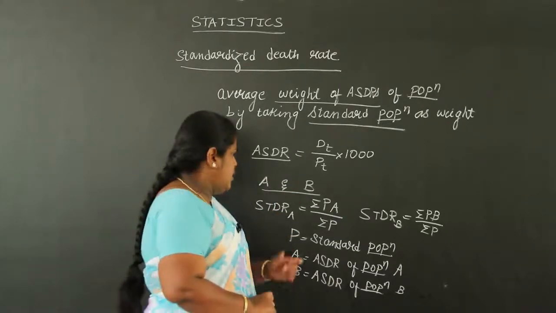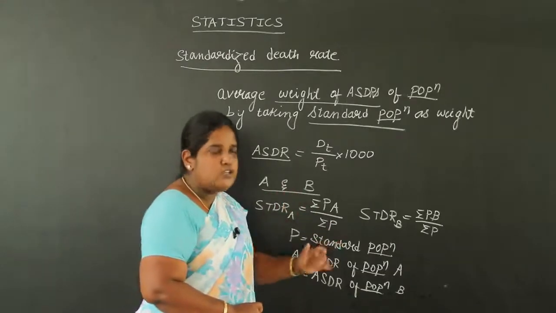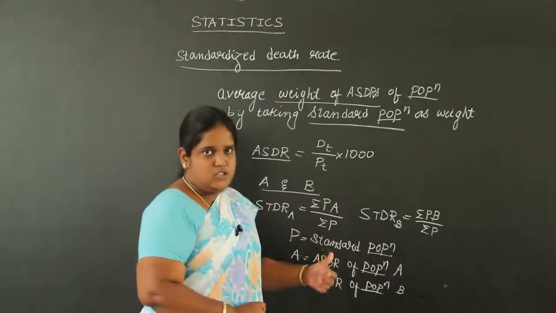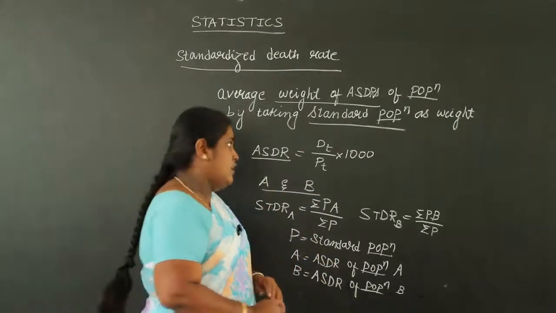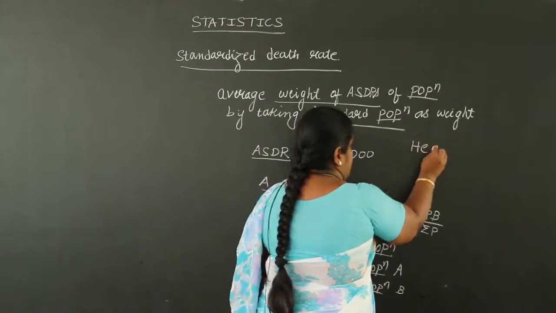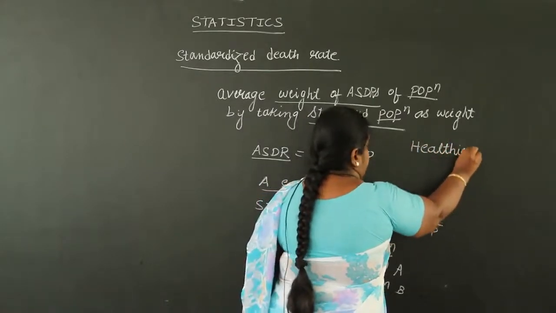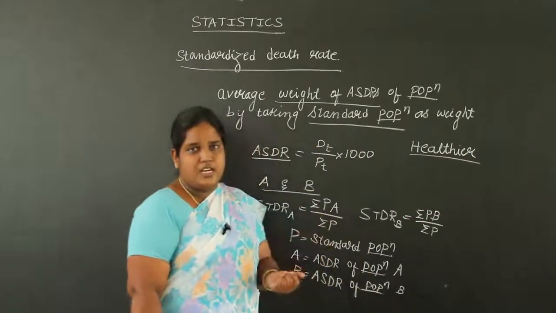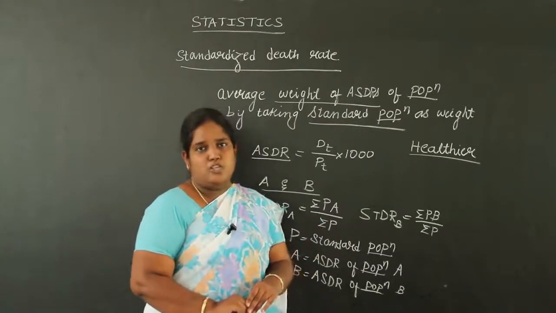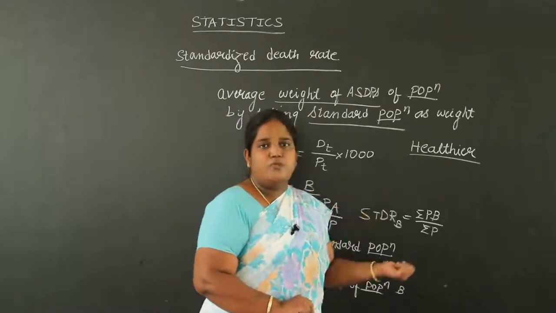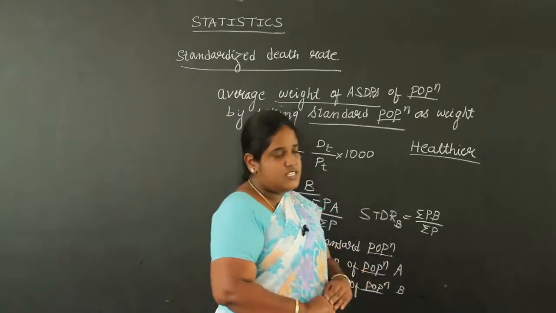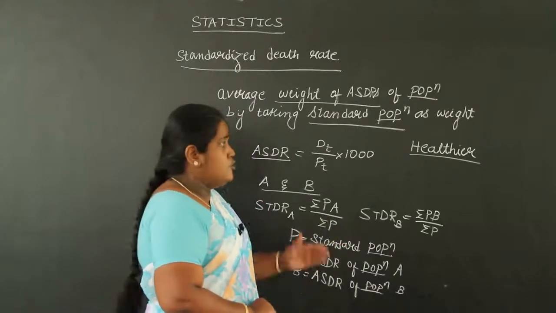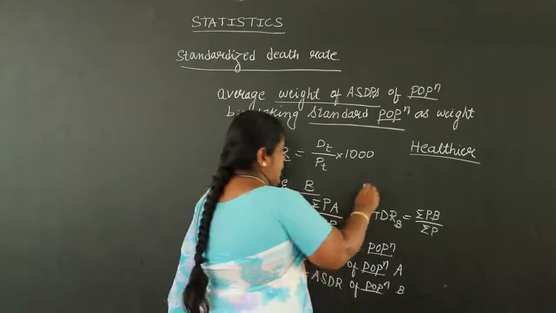For comparing it, you have to see the standardized death rate values. So you'll get one single figure. In that single figure, whichever is lesser, that means where the death rate is lesser, that particular population will be healthier. The population where the number of deaths or the death rate is less, that particular population we call healthier. So that is what we are comparing, which population is healthier. So while comparing, you have to see where the standardized death rate is less. That particular population will be the healthier population.